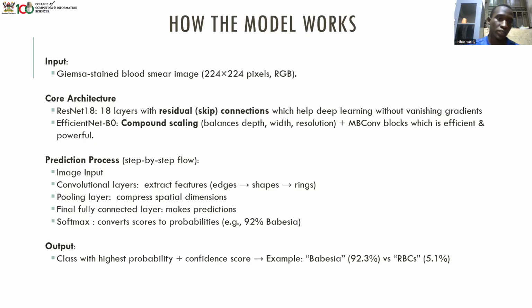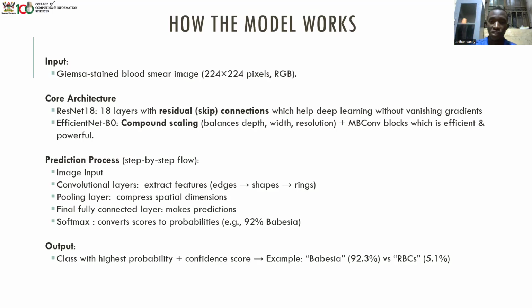First of all, you have the input. These are Giemsa-stained blood smear images of size 224 by 224 pixels. Then the architecture that I'm currently using is ResNet 18, which is composed of 18 layers with residual connections that help in deep learning without the vanishing gradient. Then you have EfficientNet B0, which uses compound scaling, which helps us in balancing the depth, the width, and then the resolution of the images.